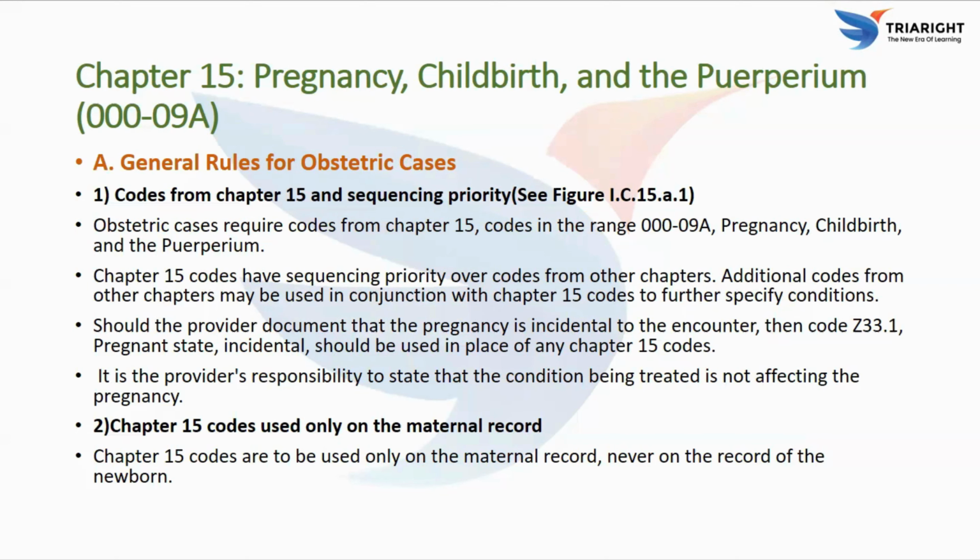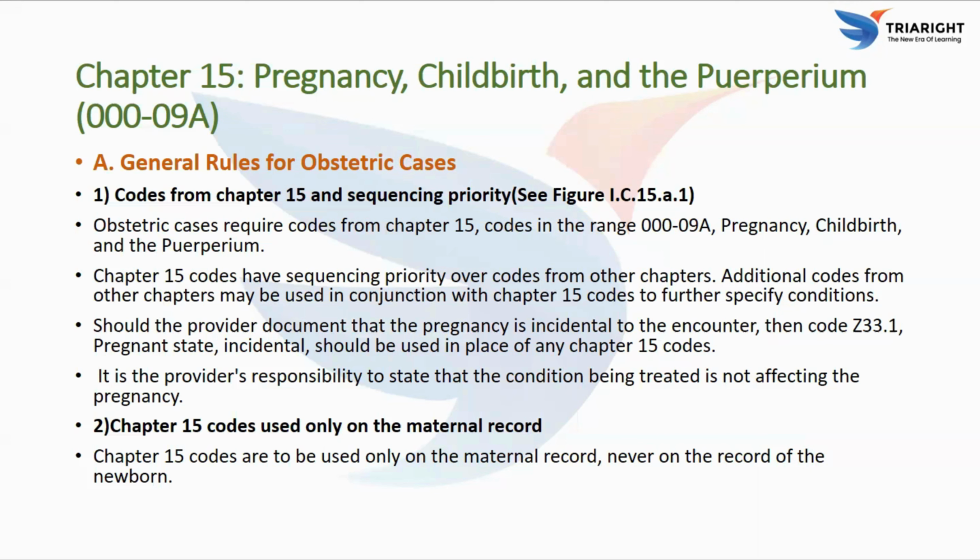Chapter 15 codes always have priority, meaning they must be coded first before any other chapter codes, unless the pregnancy is not related to the reason for the visit. Why does chapter 15 have priority? Because pregnancy changes how the body reacts to diseases and treatments, and the first code should show that the patient is pregnant.